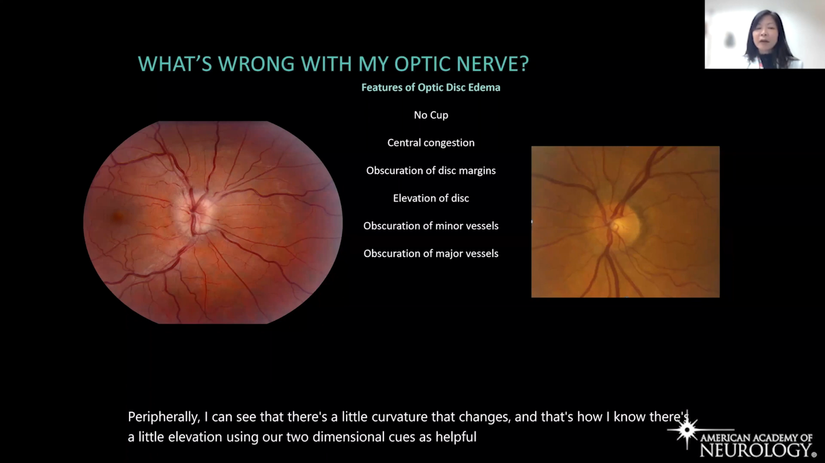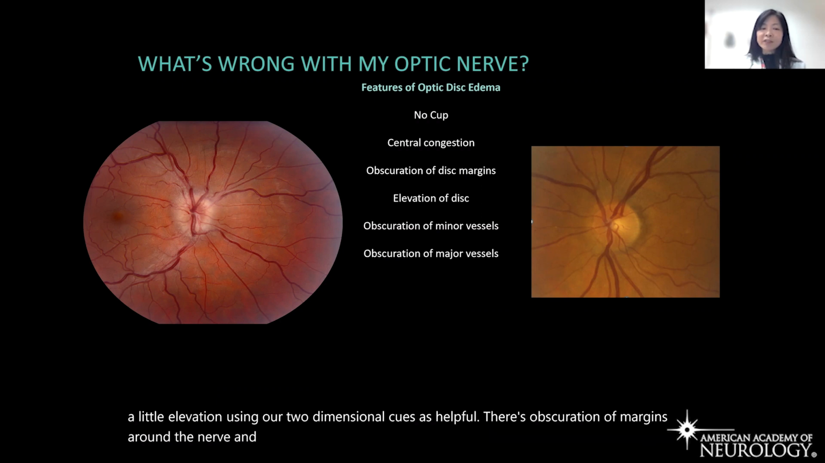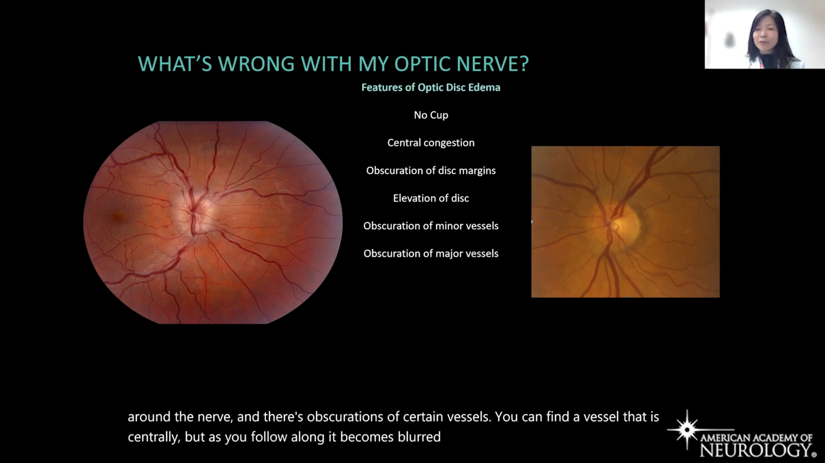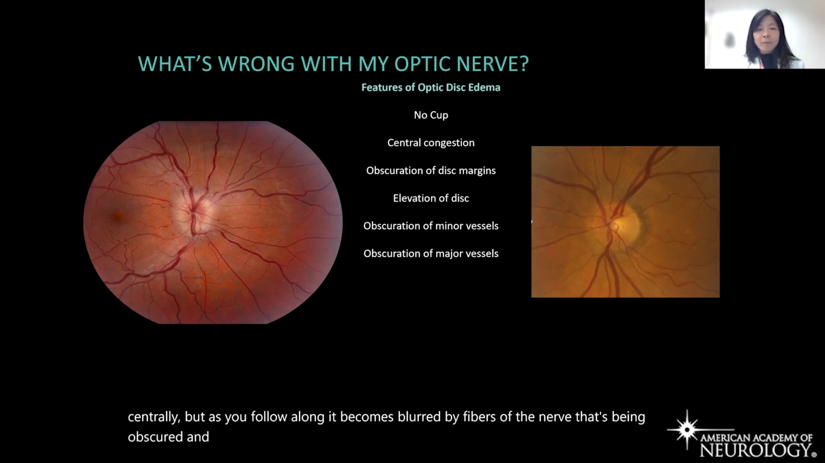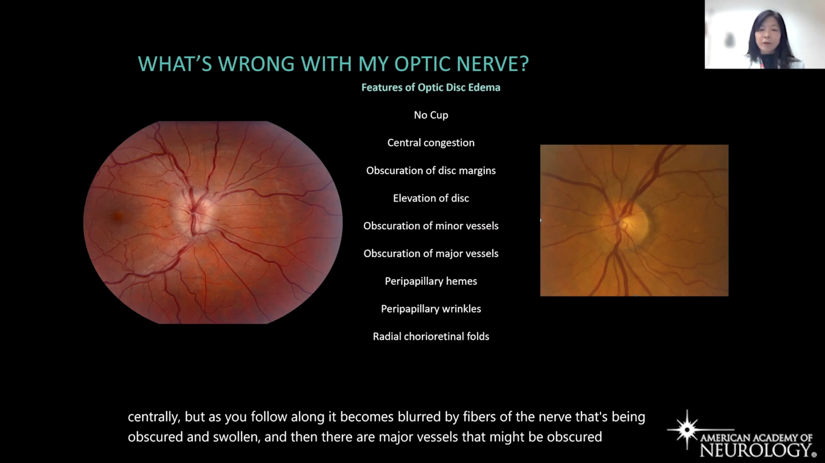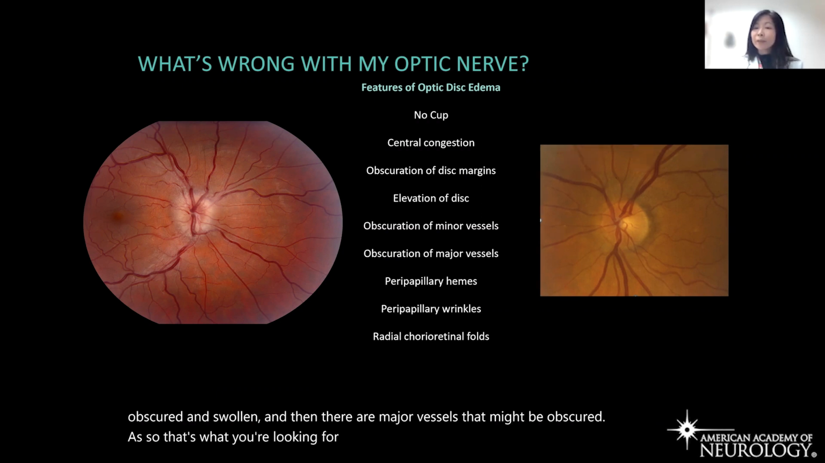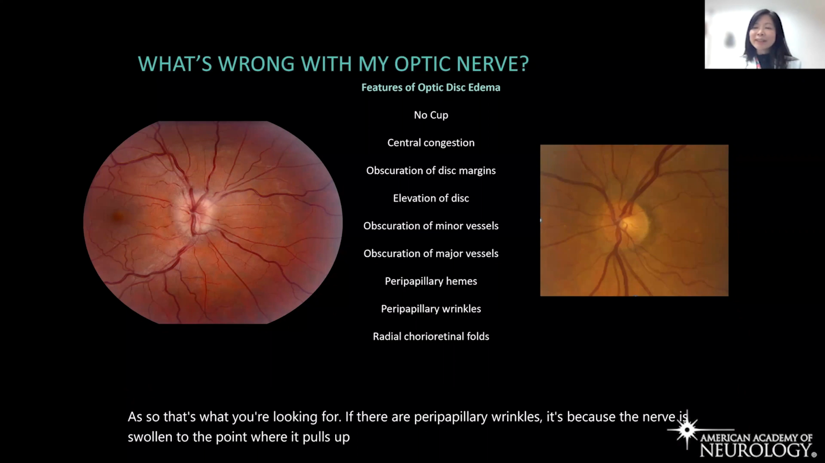There's obscuration of margins around the nerve, and there are obscurations of certain vessels. You can find a vessel that is central, but as you follow along, it becomes blurred by the fibers of the nerve that are being obscured and swollen. And then there are major vessels that might be obscured as well. So that's what you're looking for. If there are peripapillary wrinkles, it's because the nerve is swollen to the point where it pulls up the retina and causes wrinkling of the retina around the optic nerve.